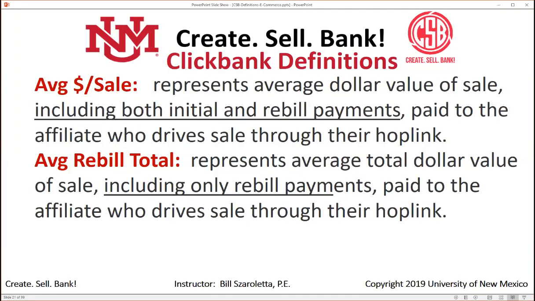The average rebill total represents the average total dollar of sale, including only the rebill payments that are paid to the affiliate who drives the sale through their hop link. Now, oftentimes the front end sale tends to get looked at as just a one-time event, and then you've got to go find another customer. Maximizing average rebill enables you to build a longer-term business. Of course, if you have an upfront plus a rebill, you get the best of both worlds.